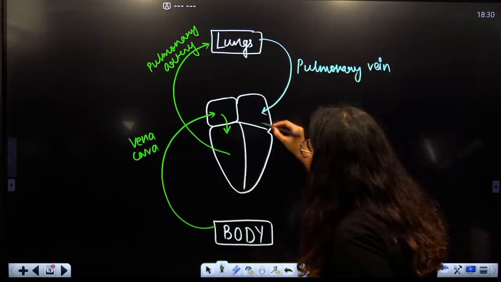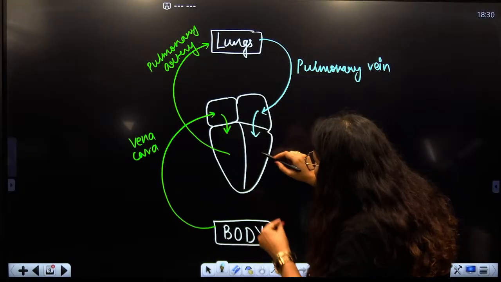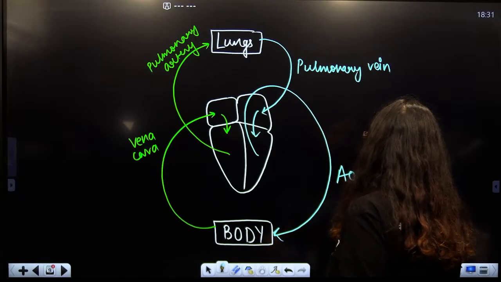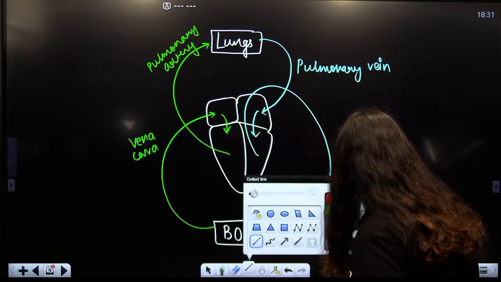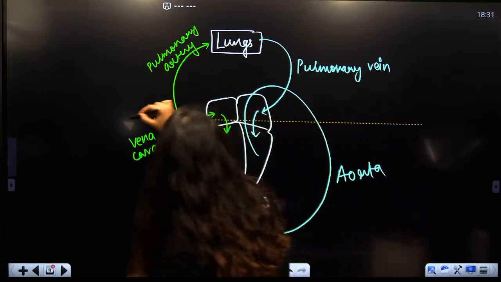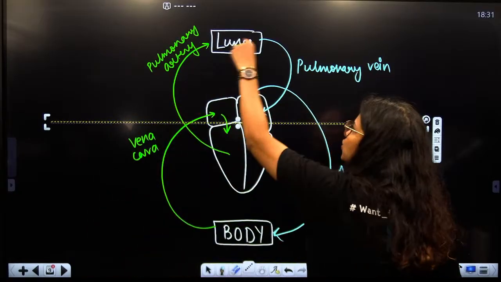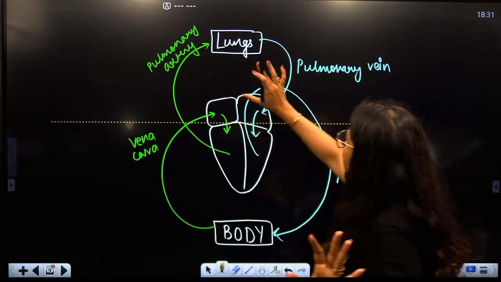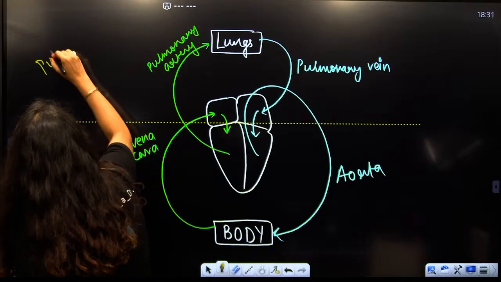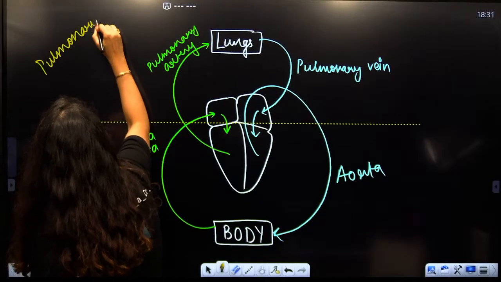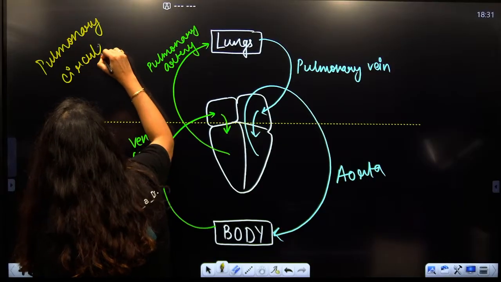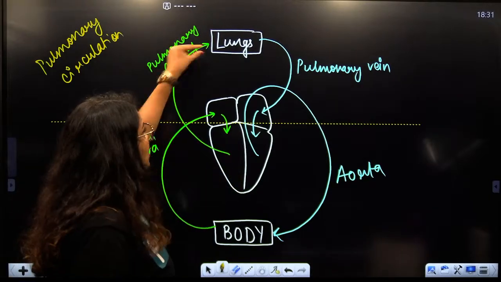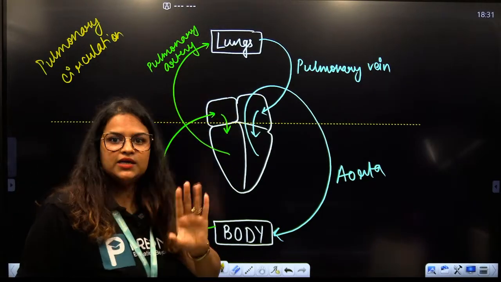Then from the lungs, the same blood comes down here, and then from here it would be carried to the body via aorta. Oxygenated blood. Now, if I divide this entire thing, when the blood is carried from heart to lungs and then lungs to heart, this part is called as the pulmonary circulation. So this upper part would be called as pulmonary circulation because lungs is involved here. So in pulmonary circulation, you see the blood carried from right ventricle to the lungs, from lungs to the left atrium. That is where it ends.